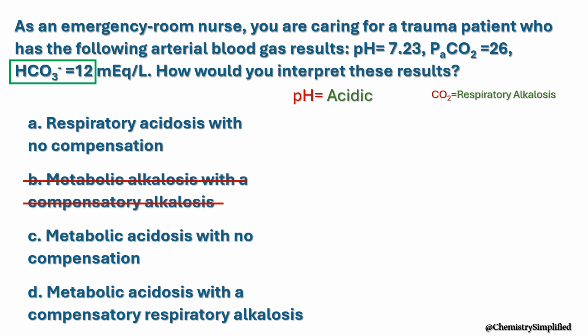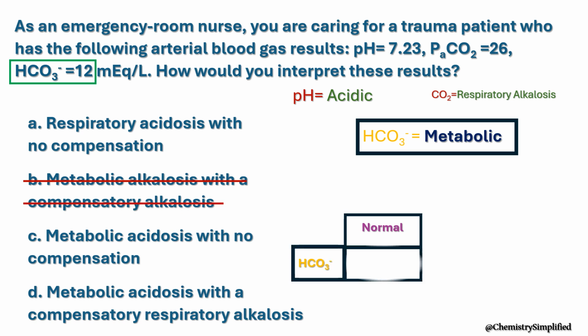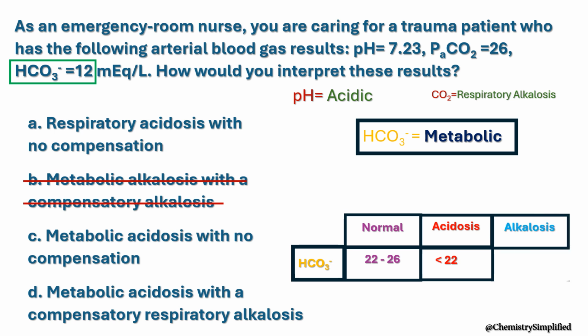So now let's look at bicarbonate ion, which is given as 12. And we know that bicarbonate tells us if we have a metabolic problem. So let's check to see if we have a metabolic problem. Normal value for bicarbonate is between 22 to 26. Acidosis would be less than 22. And alkalosis would be any value that is greater than 26. The value given to us is 12, which is less than 22, so therefore acidosis.